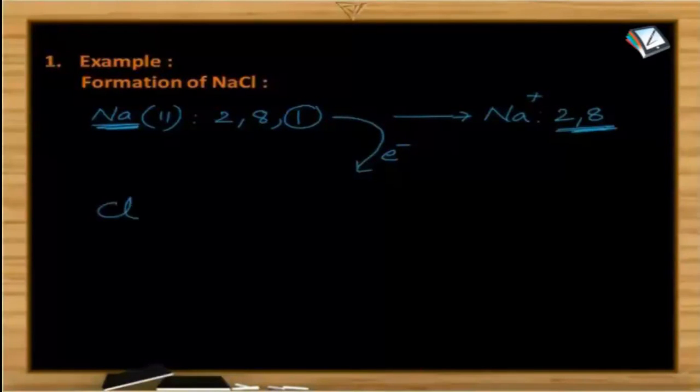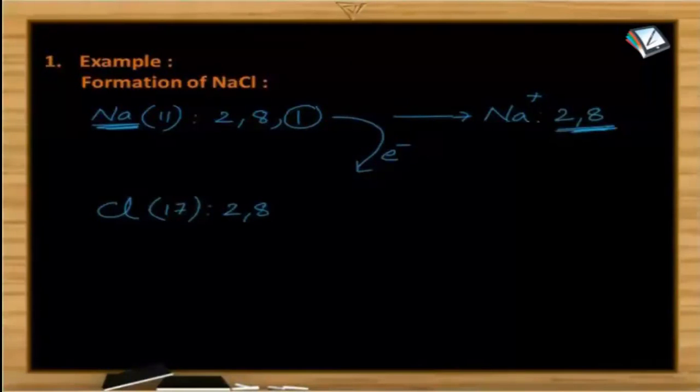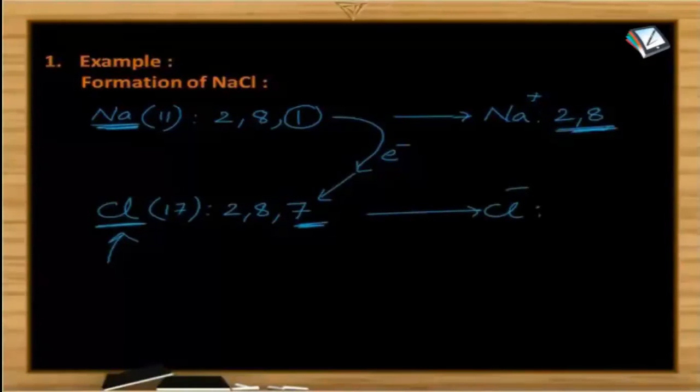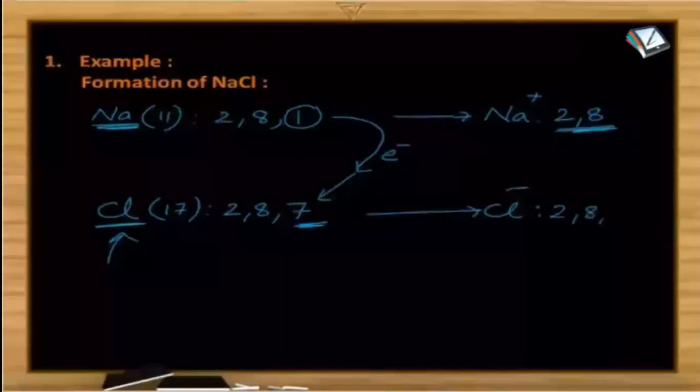Now what is the electronic configuration of chlorine? Atomic number is 17. So what is the electronic configuration? It is 2, 8, 7. So how many electrons are there in the outermost orbit of chlorine? 7. And we know that chlorine is a non-metal. It always takes part in bonding by accepting electrons. So this 1 electron is taken by chlorine, and that is converted into Cl- ion. So after formation of Cl- ion, what will be its electronic configuration? It is nothing but 2, 8, 8.